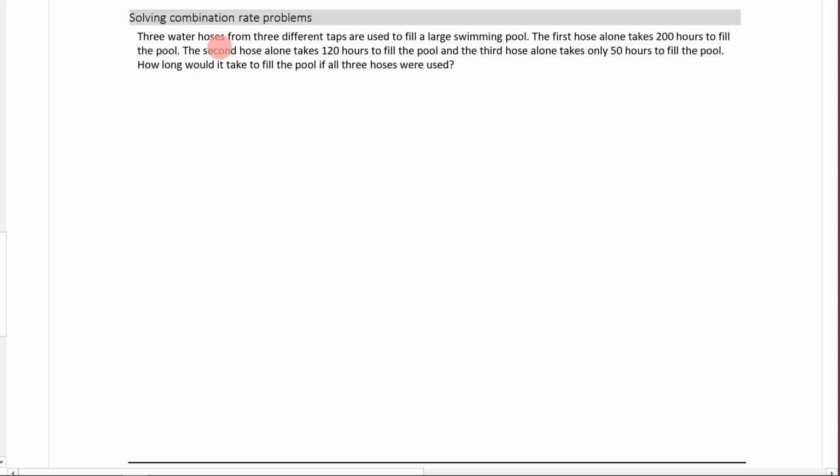It says 3 water hoses from 3 different taps are used to fill a large swimming pool. The first hose alone takes 200 hours to fill the pool. The second hose alone takes 120 hours to fill the pool. And the third hose alone takes only 50 hours to fill the pool. How long would it take to fill the pool if all 3 hoses were used?